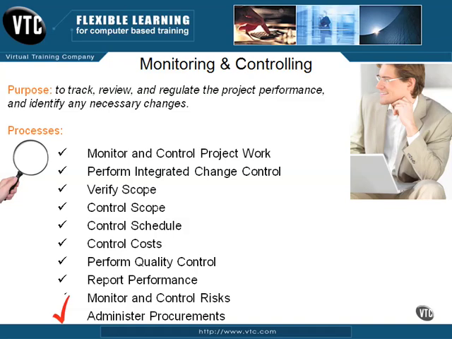And as we've seen occur within the past 2 process groups, we'll end this process group with the procurement-related process, administer procurements. This process manages the procurement relationships, monitors the performance of the contracts, and makes changes and corrective actions as needed. And that covers the 10 processes that make up the monitoring and controlling process group of the project's life cycle. We'll wrap up the process groups with the closing process group in the next movie.